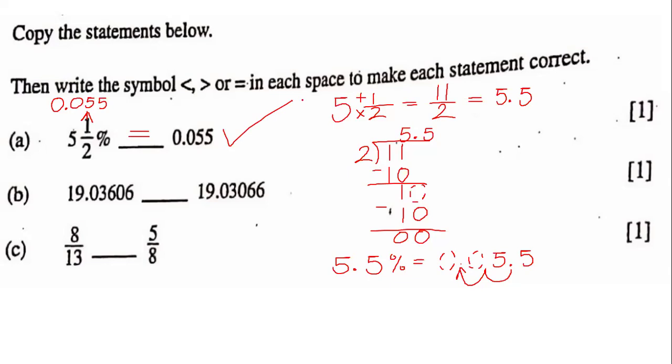Are we good? So the most important thing is we have to recognize that this is 5.5%. Now if it's just 5.5, it's just 5.5. But if it's 5.5%, then that means that we have to divide it by 100, and that's going to be equal to that. All right. Next for B, put your answer inside the chat quietly.